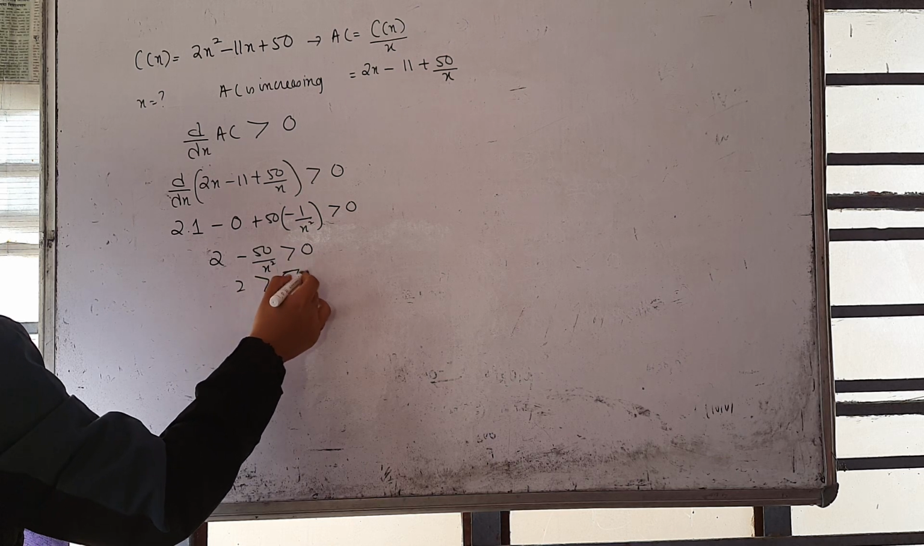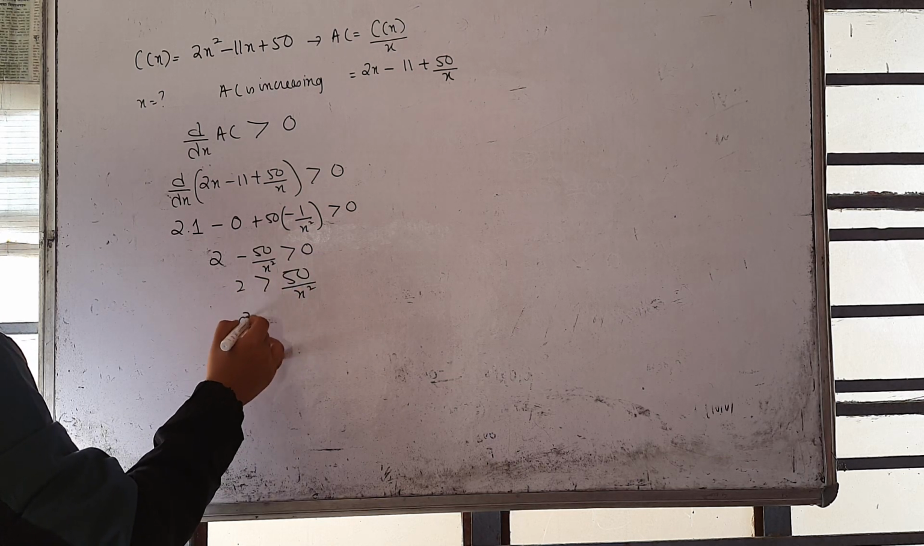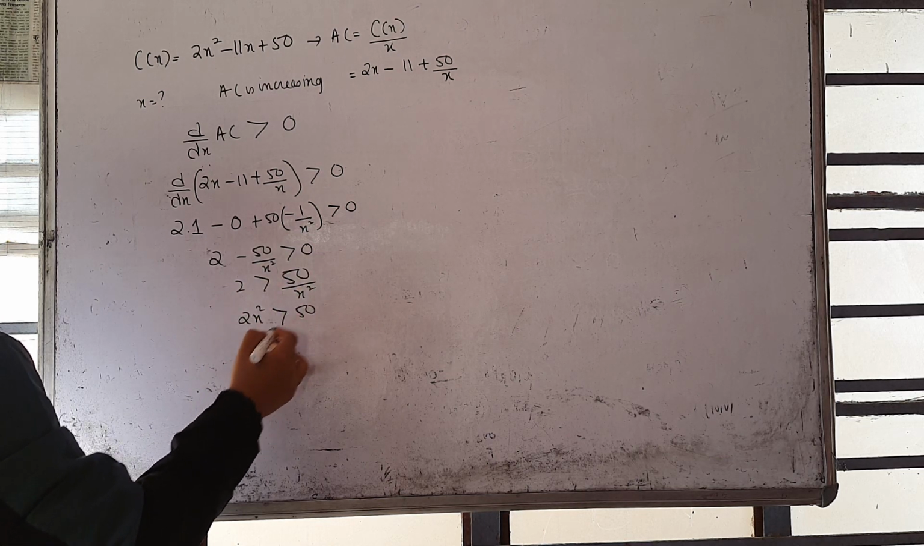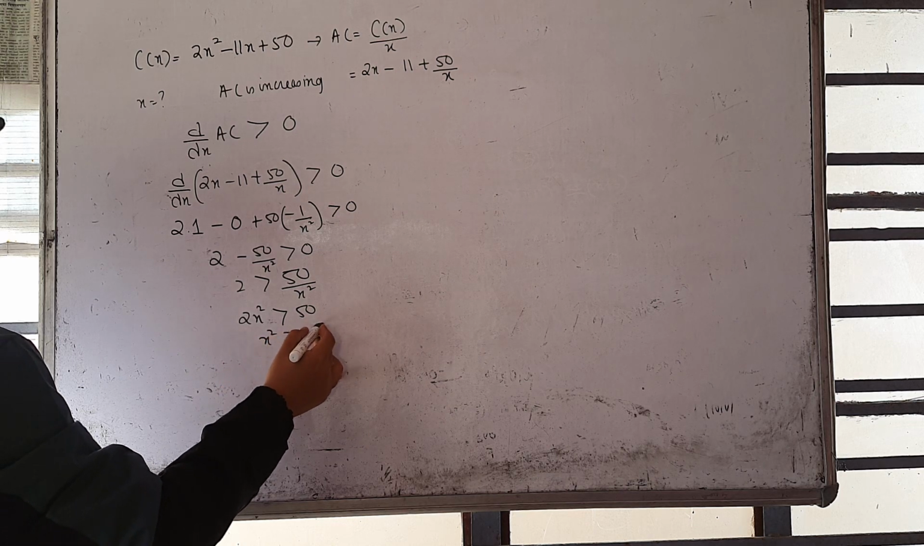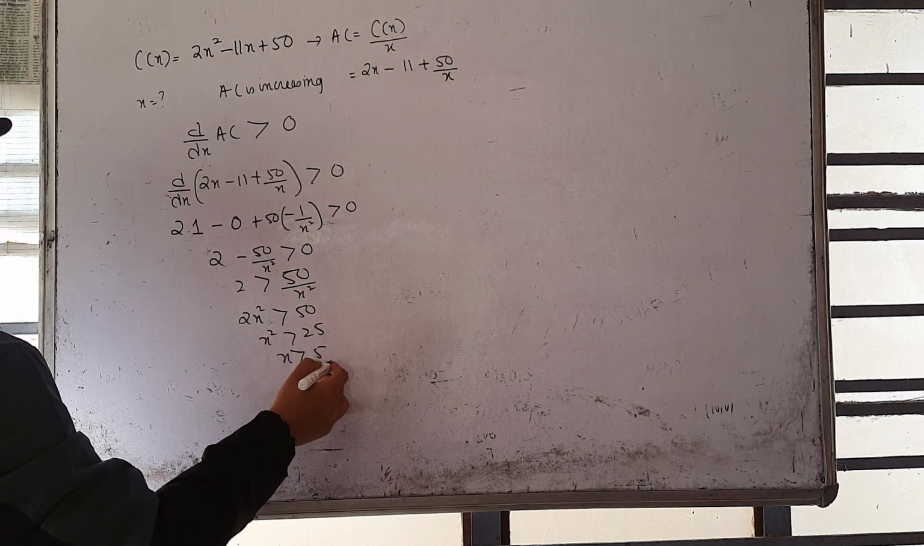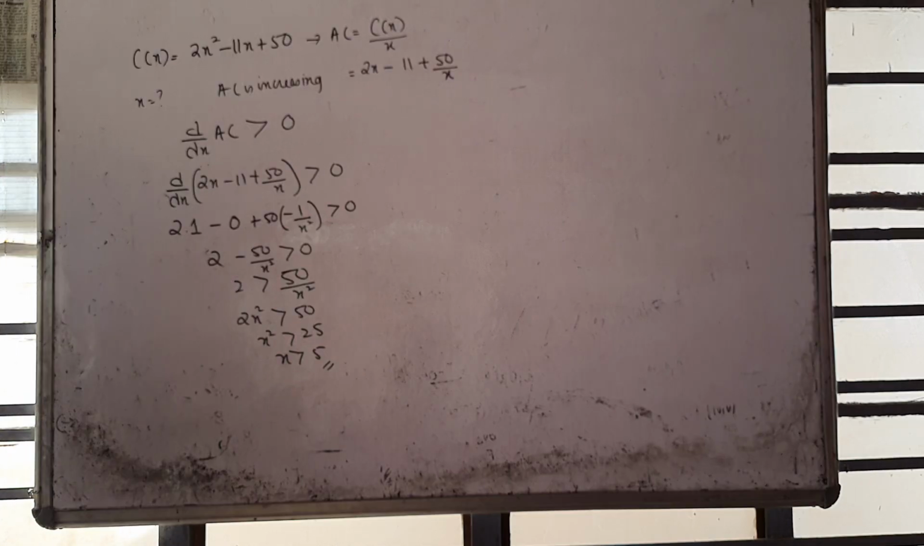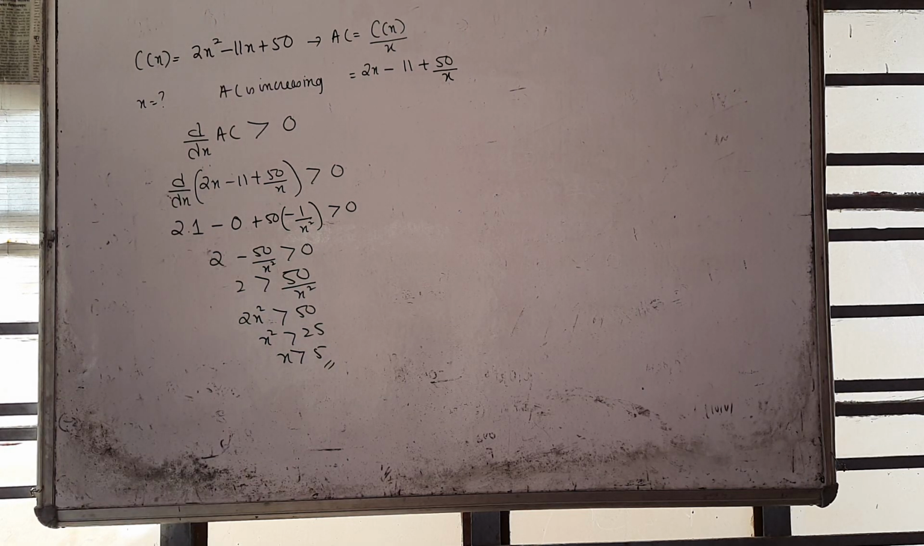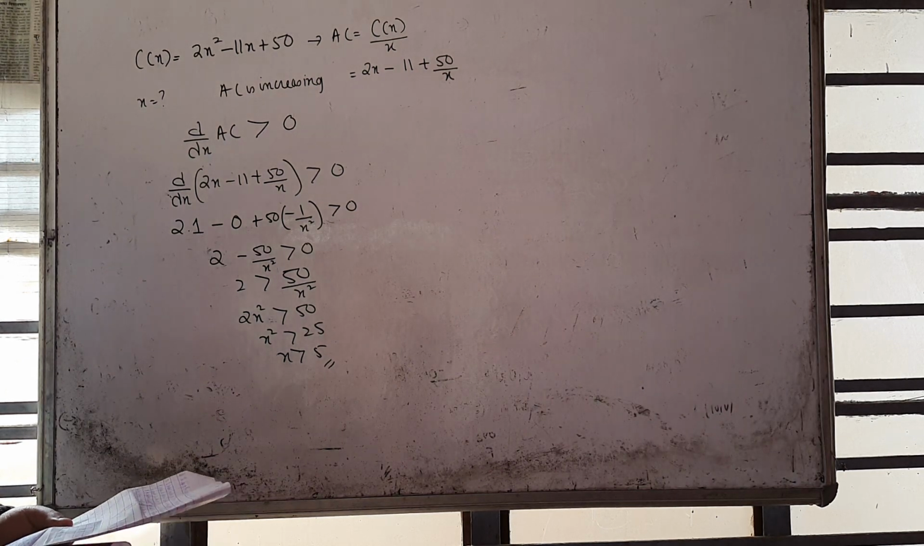2 is greater than 50 by x square. So 2x square is greater than 50. X square is greater than 25. X is greater than 5. So if you make items more than 5, then the average cost increases. What happens to the average cost, everyone? Increases. Is it clear, everyone? Okay.